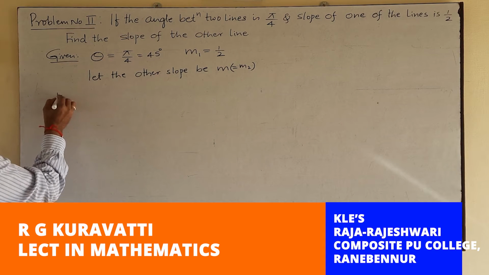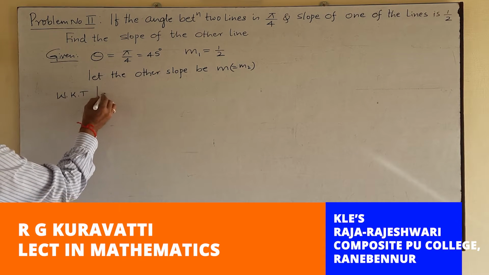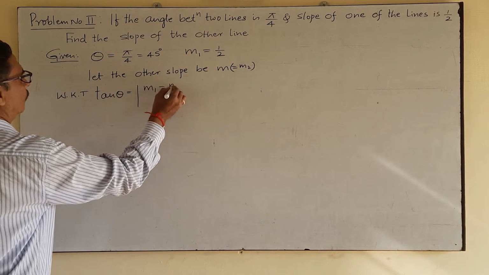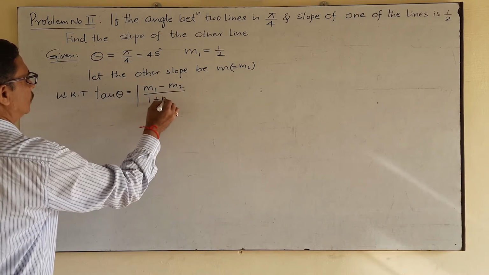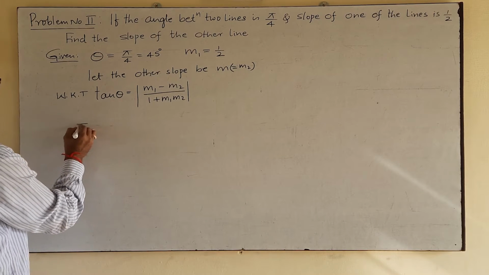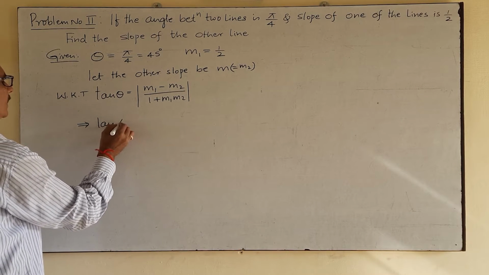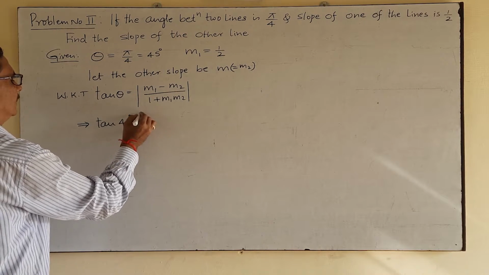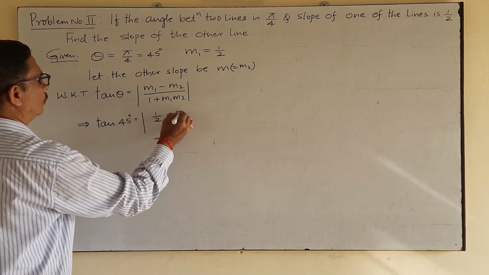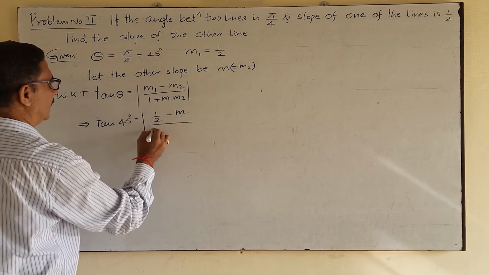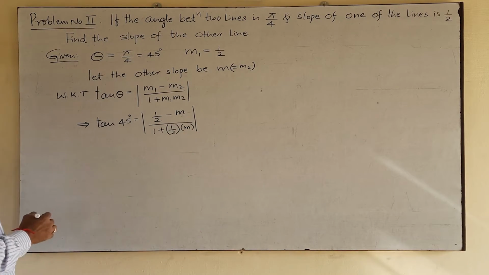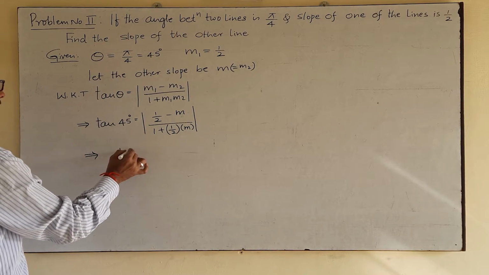Now, by using the angle between two lines, you know the formula. What is that? Tan theta is equal to modulus of m1 minus m2 divided by 1 plus m1 m2. Substituting the values: tan of theta, value 45 degrees, is equal to modulus of m1 value is 1 by 2, m2 we don't know, we take say m, divided by 1 plus m1 is 1 by 2, m2 is m.